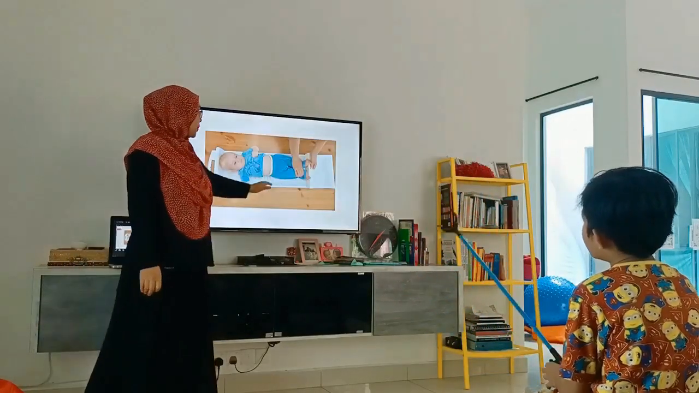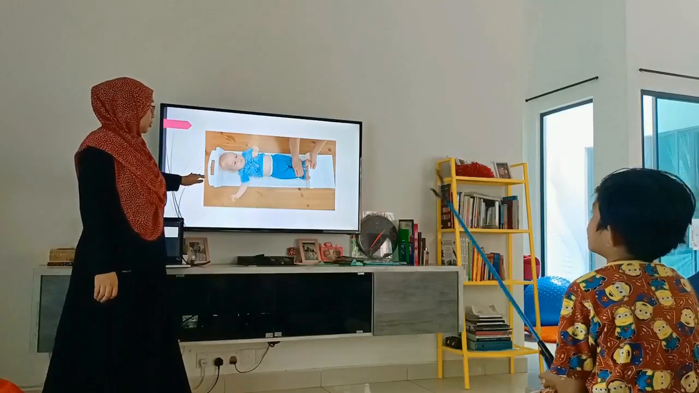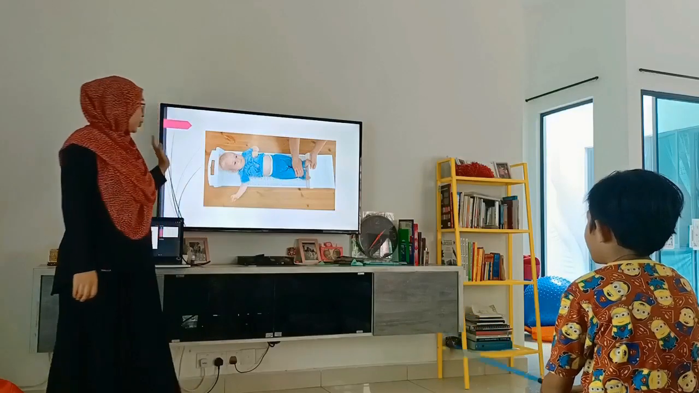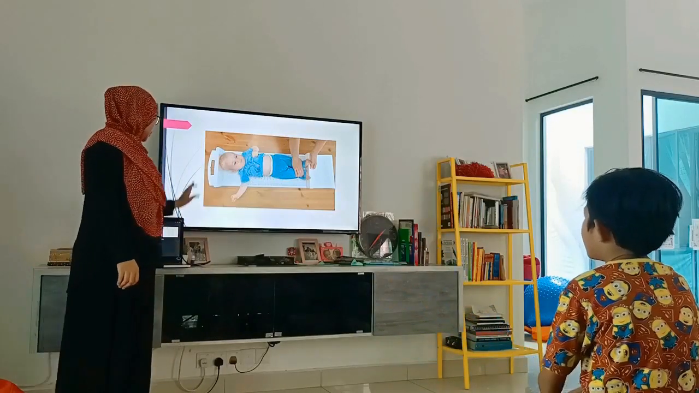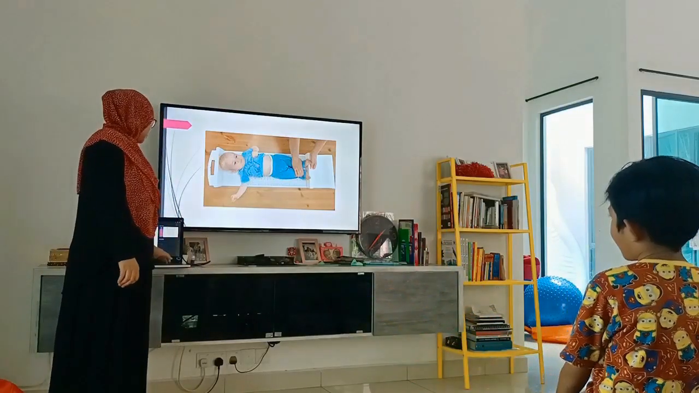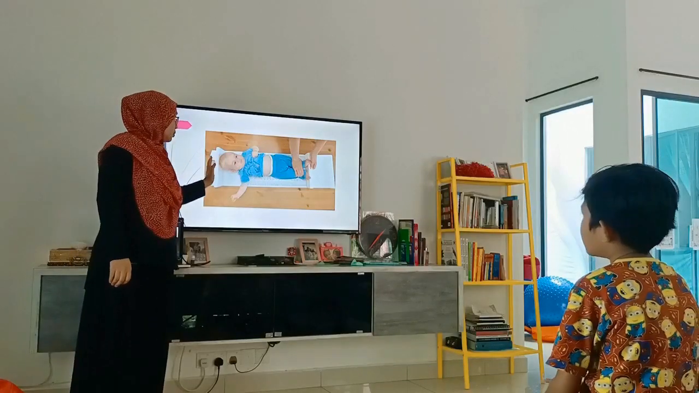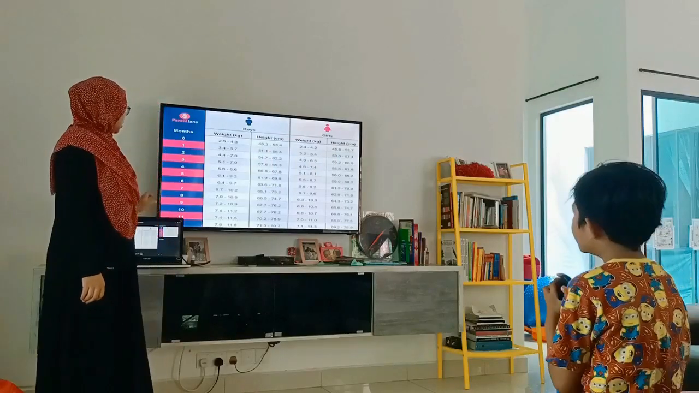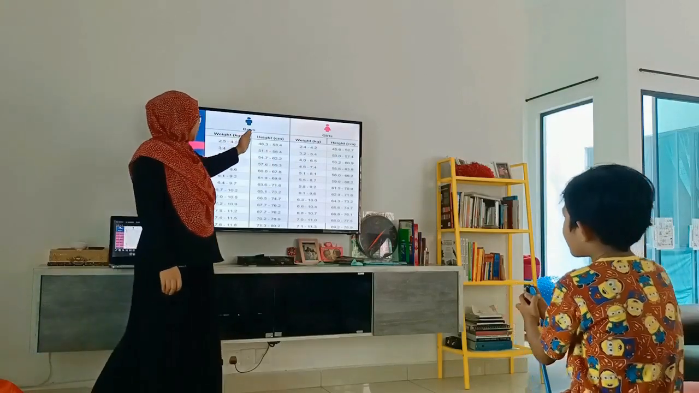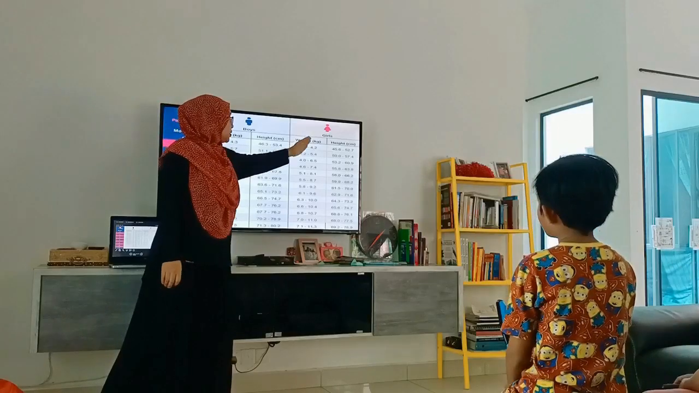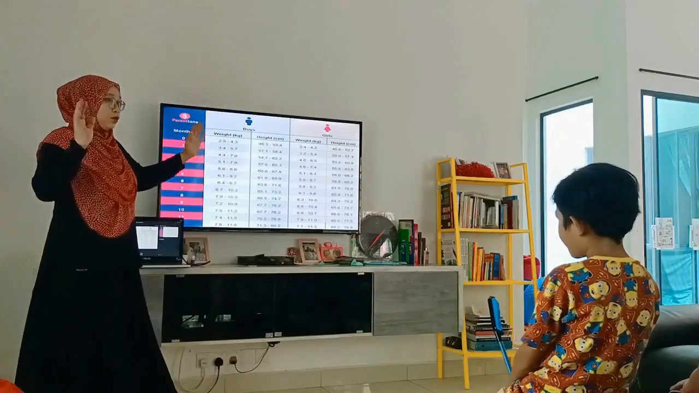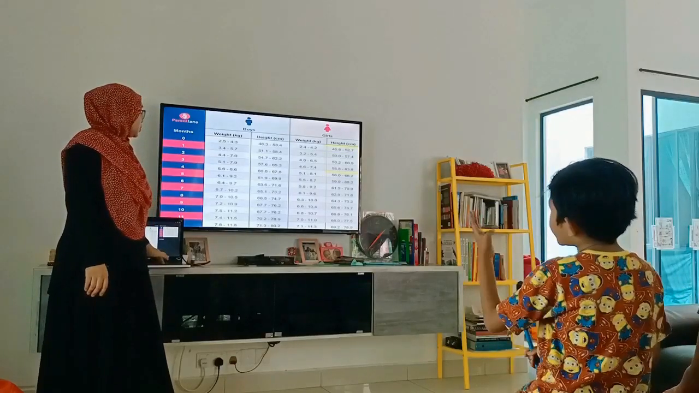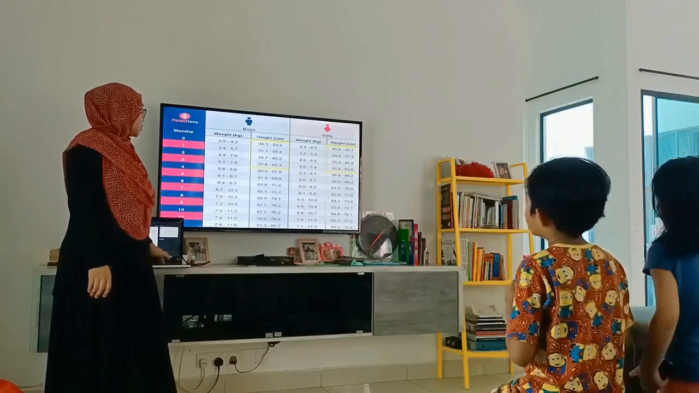Okay, this is how we measure the baby length. Okay, from the crown to the heel. Okay, the baby will lie flat. Then the nurse will measure it. What is length? Length is the baby height. Okay. This is the boy's height, and this is the girl's height. Normal range of their height and length. Okay, for girls and for boys.